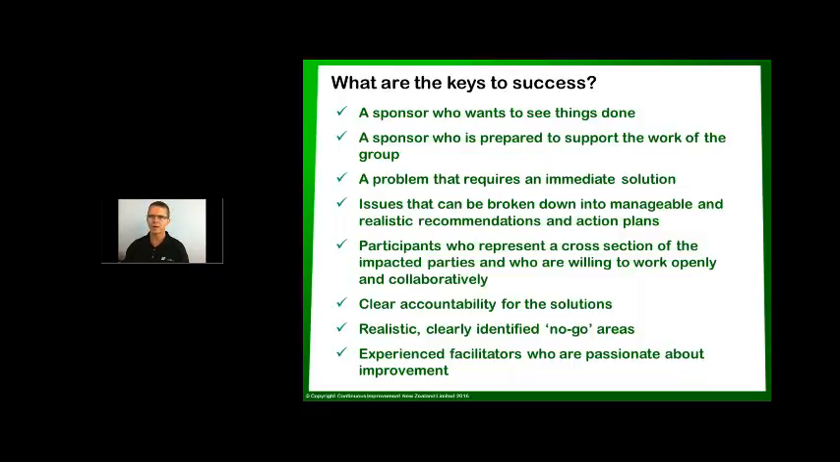We need to know who's going to be accountable for implementing the solutions, and also to identify very early on, like in the preparation stage, if there's any areas that are no-go areas, that we just can't touch. Okay, you don't want to spend 2 days developing solutions to find out, no, that can't be changed. Okay, and you need experienced facilitators.